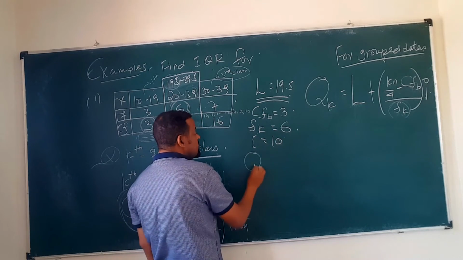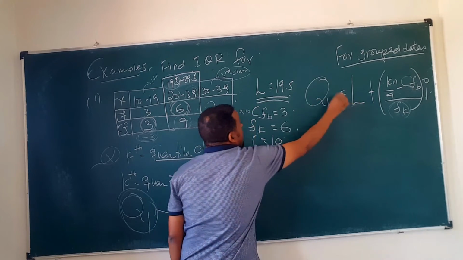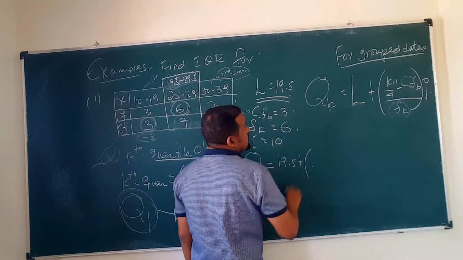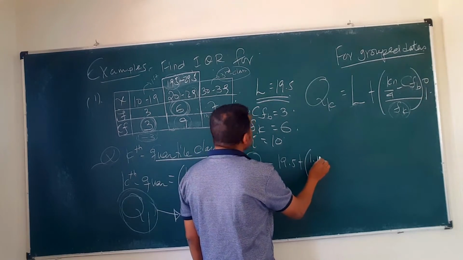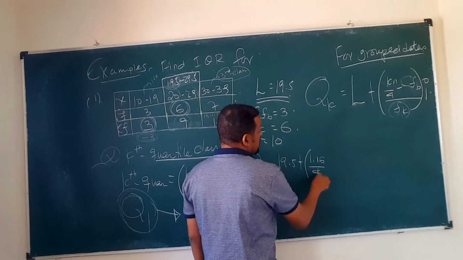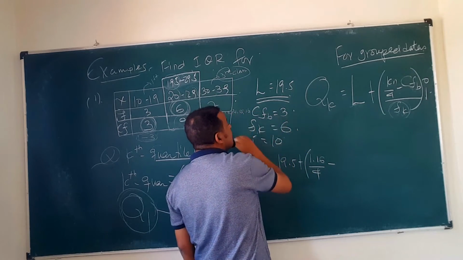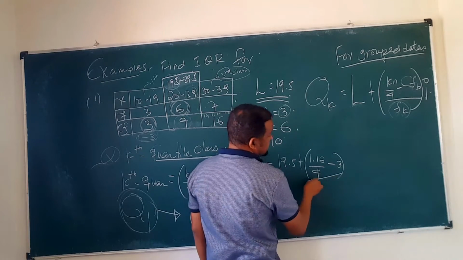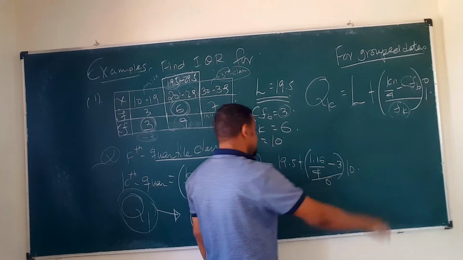So the first quartile Q1 is given by what? The lower class boundary L. Our L is what? 19.5 plus K is 1 times N is the number of items. That means the sum of the frequencies, which is 16/4 of course, minus CFB, the cumulative frequency before that quartile class, which is 3. And over FK, the frequency of that, which is 6, times the class interval I.